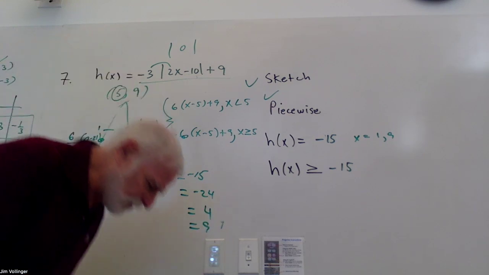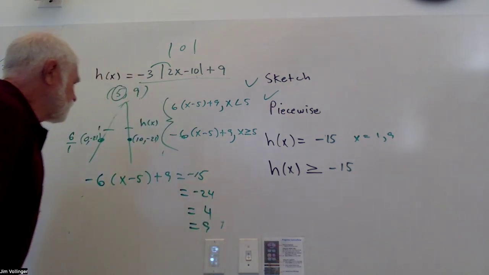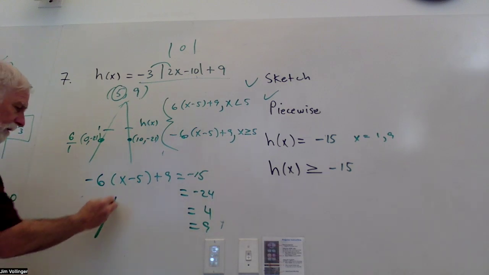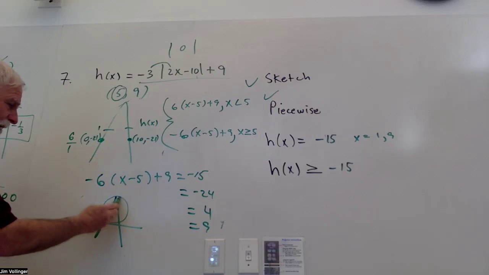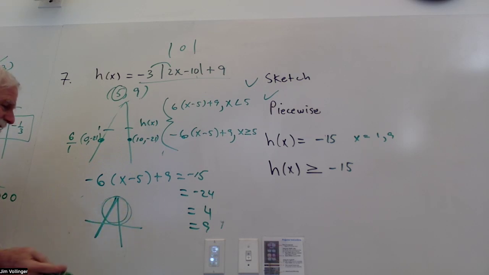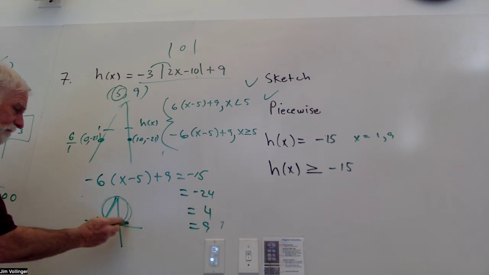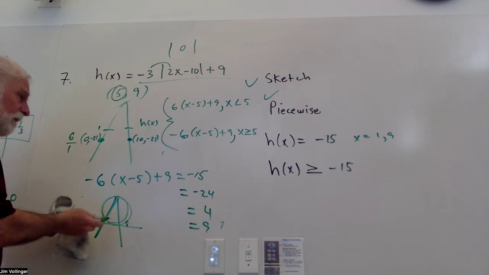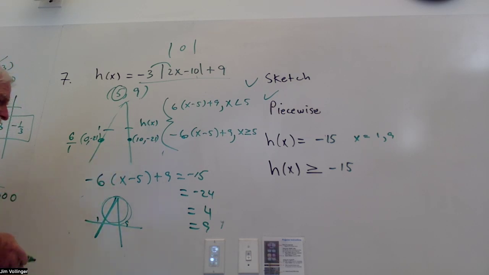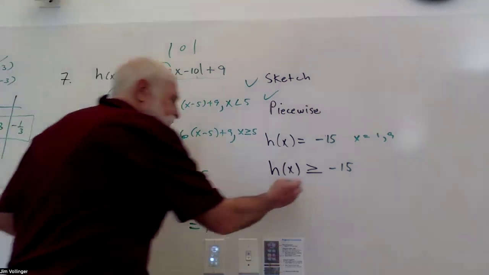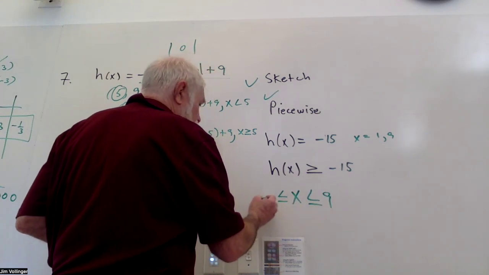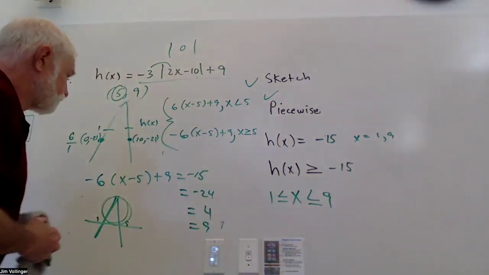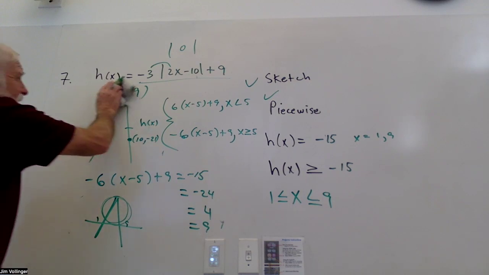All right, so there are shortcuts to all this. And the shortcut graphically is right here. What do I want? I want it greater than negative 15. Well, that's the top part of the graph, so my answers are from 1 to 9. You use any of those numbers and you're greater than or equal to negative 15. So x's could be less than or equal to 9, but they have to be greater than or equal to 1.